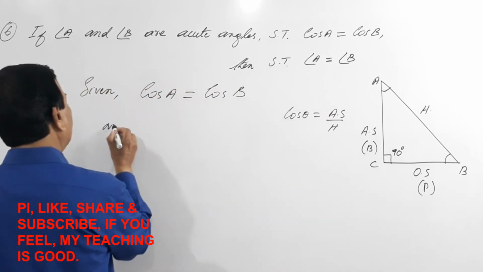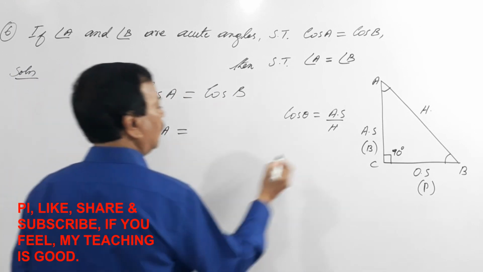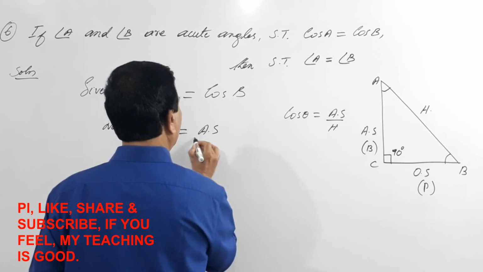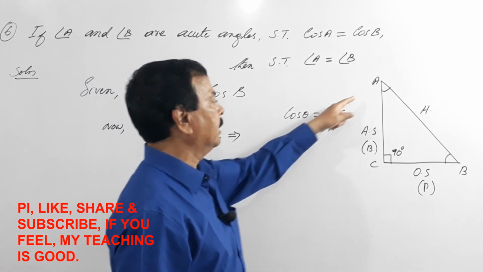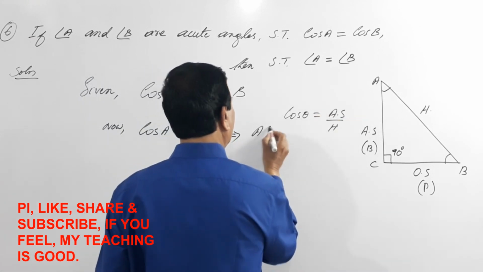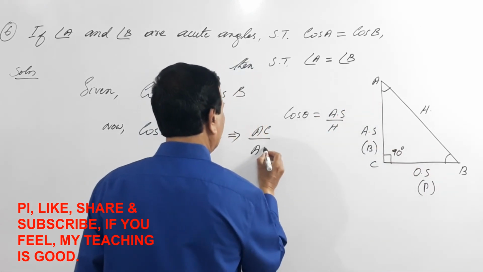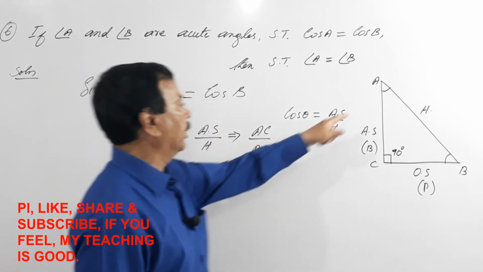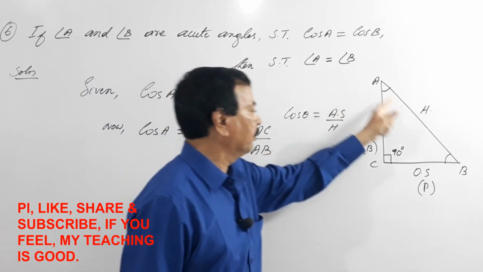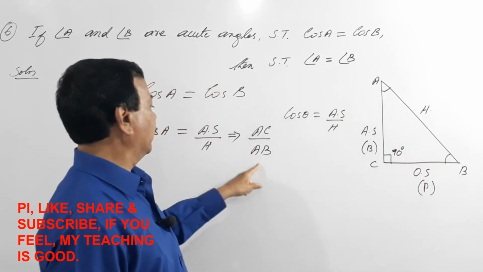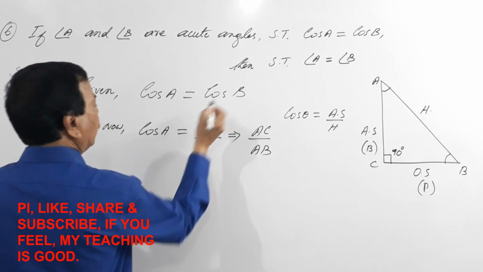So now, cos A equals what? Adjacent side by hypotenuse. So what is the adjacent side here? Adjacent side is AC by hypotenuse AB. So AC is your adjacent side and AB is your hypotenuse. Next, you want cos B.